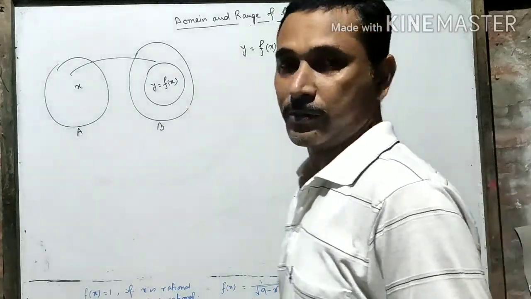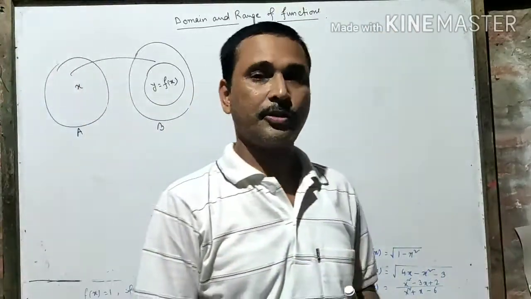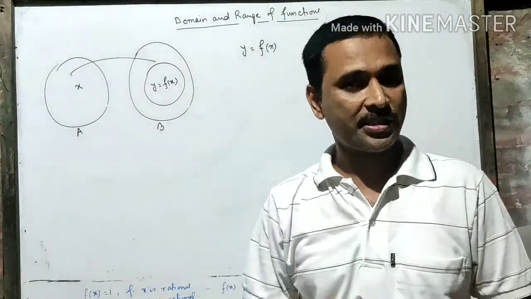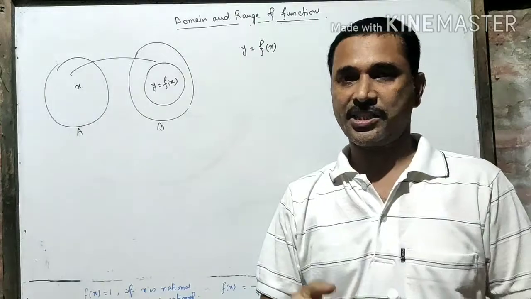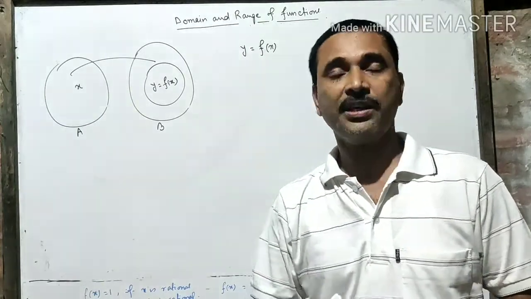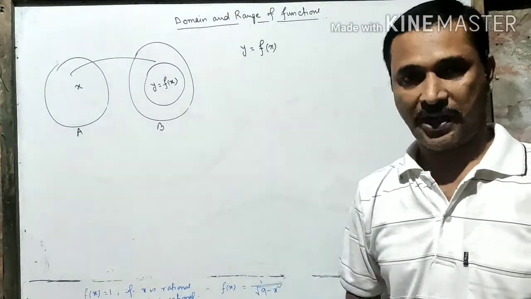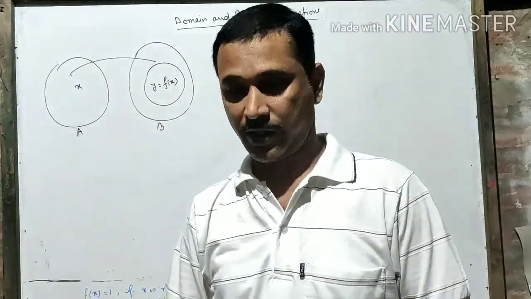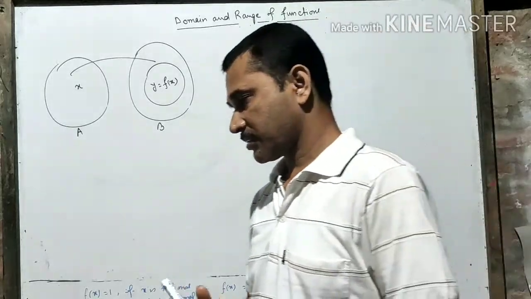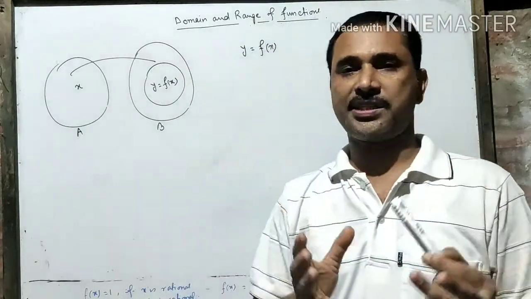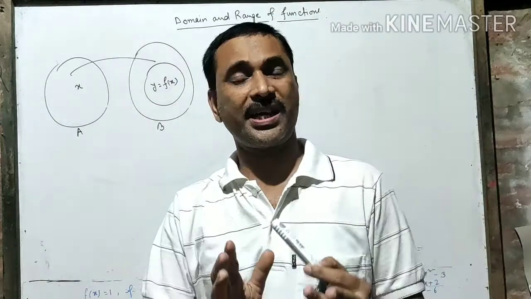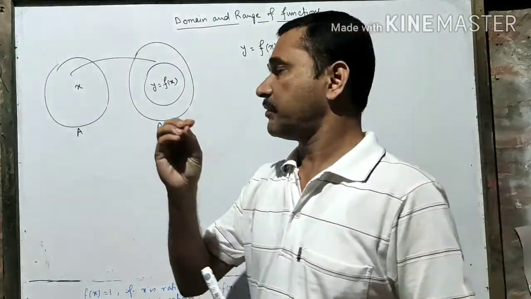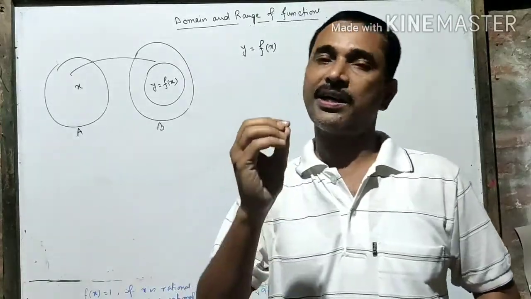Now we try to redefine domain. What is domain? Domain is the set of values of x for which the function is defined. And what is range? Range is the set of values of y for which the function is defined. Now, what does the word defined mean? First of all, in our higher secondary syllabus, all the functions are considered as real functions. So the first condition is that the values of x and y must be real values.